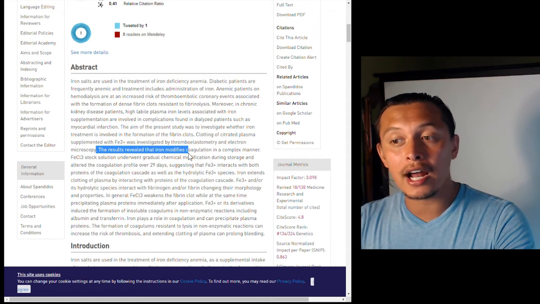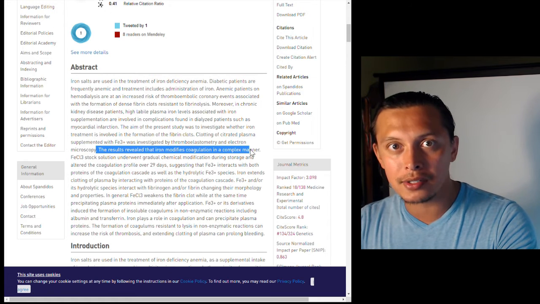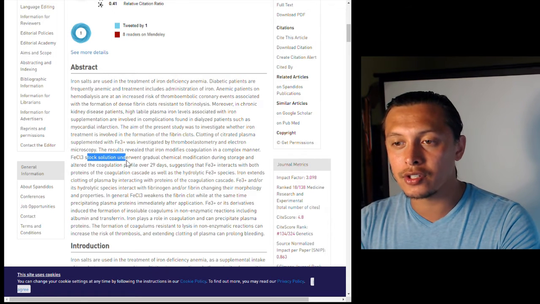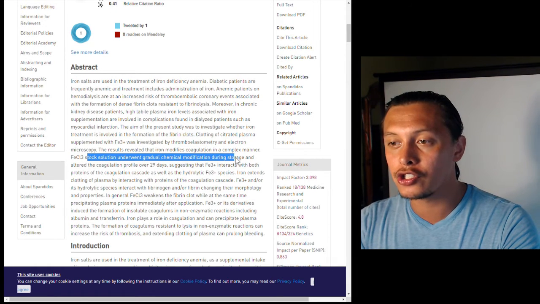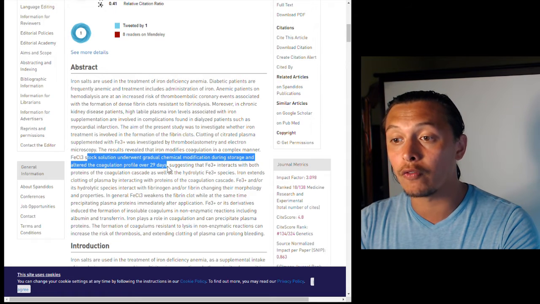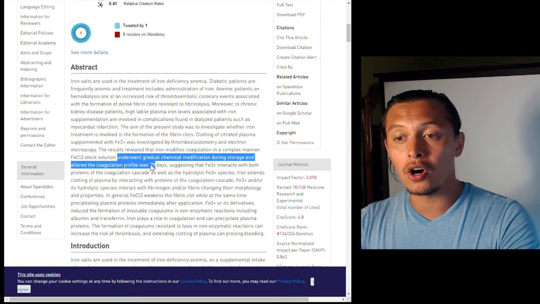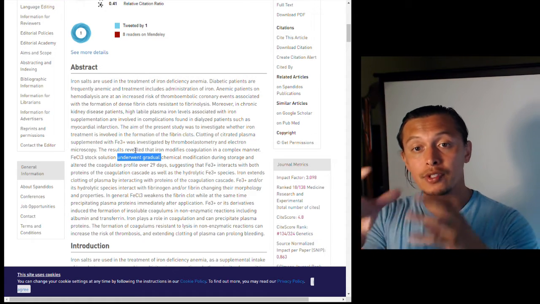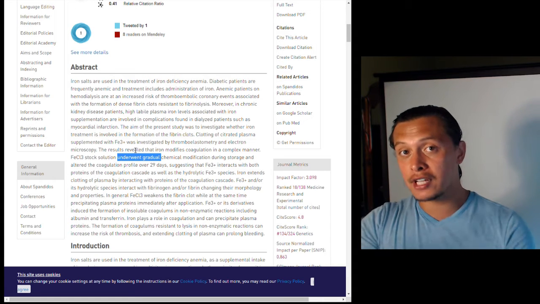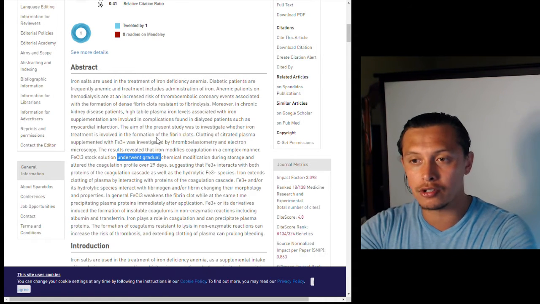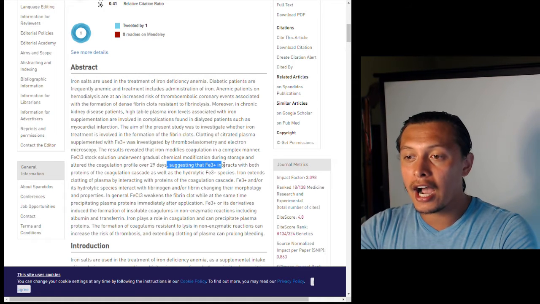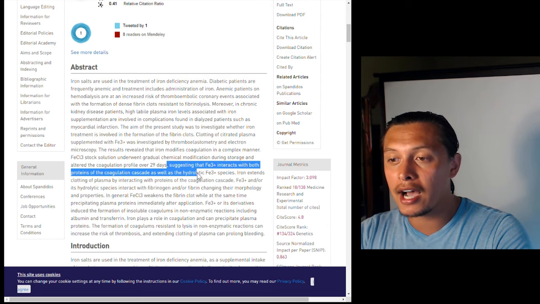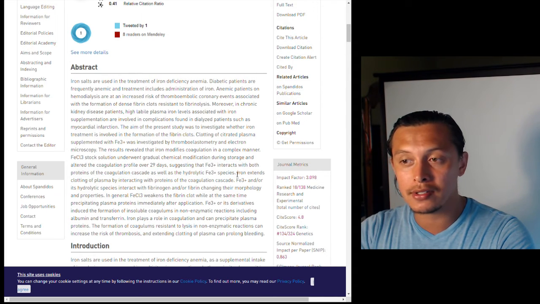So the results revealed that iron modifies coagulation in a complex manner. So iron chloride or ferric chloride stock solutions underwent gradual chemical modifications during storage and altered the coagulation profile over 29 days. So this iron, after it's been added, the iron itself is reactive, so it's going to turn into a bunch of other different types of iron species while it is in solution. This is suggesting that iron 3 positive interacts with both the proteins of the coagulation cascade as well as the hydrolytic iron 3 positive species.